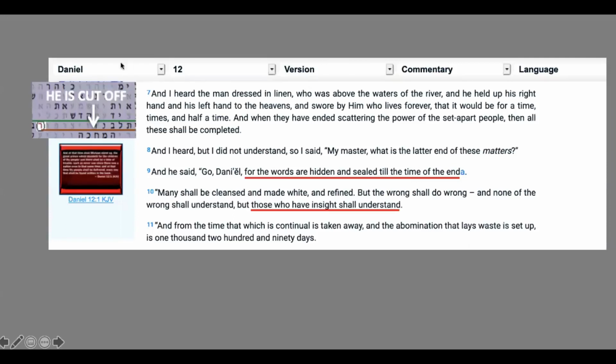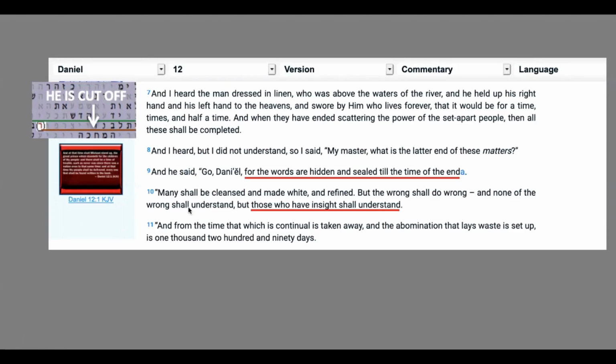And then this is Daniel 12's version, where he is cut off is encoded. It says, and he said, go on Daniel, for the words are hidden and sealed till the time of the end. Many shall be cleansed and made white and refined, but the wrong shall do wrong, and none of the wrong shall understand, but those who have insight shall understand. Yeah. So flat out, it couldn't even have been understood until this time.